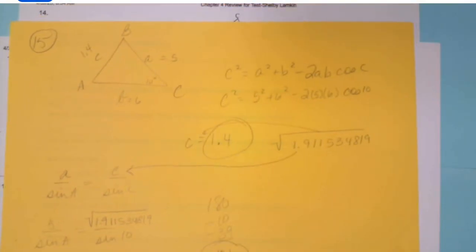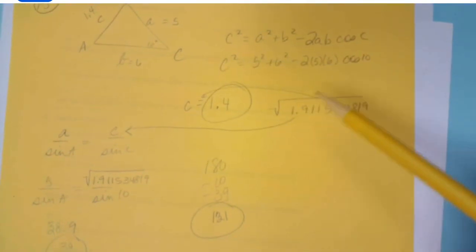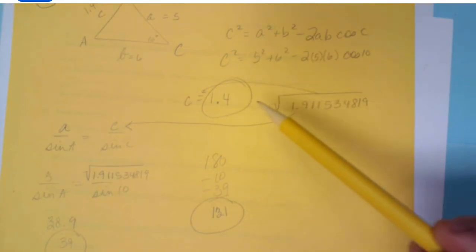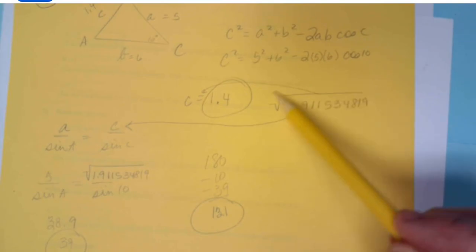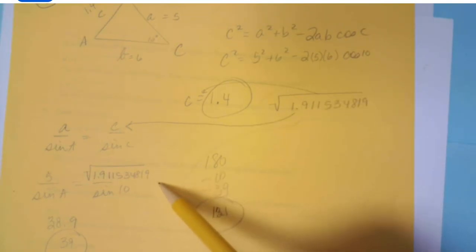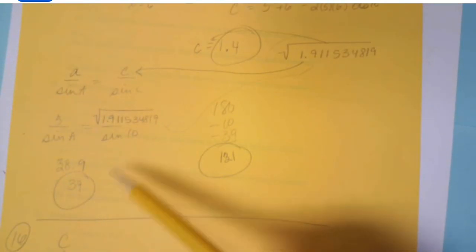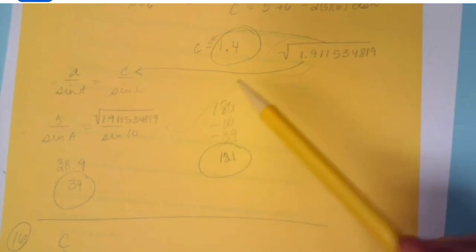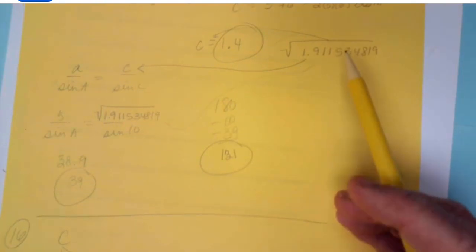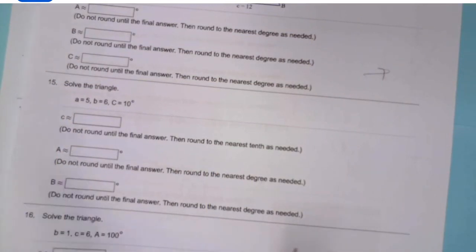Here's 15. I want you to be careful when you're solving using the law of cosines. When they tell you not to round until the end, they don't want you to put this in the calculator and get 1.4. They want you to actually use this in your law of sines. If you don't, you're going to get 38.4 instead of 38.9. So it's just going to be off by a smidgen, but it's going to change your rounding. So that's what they mean on this section. That was 15.